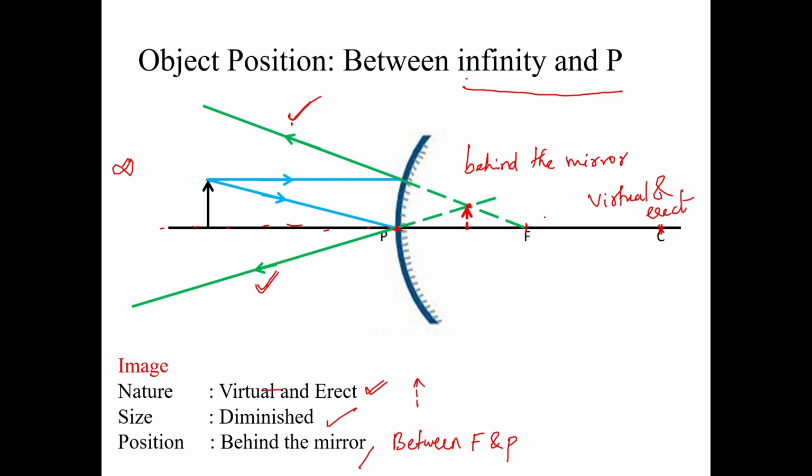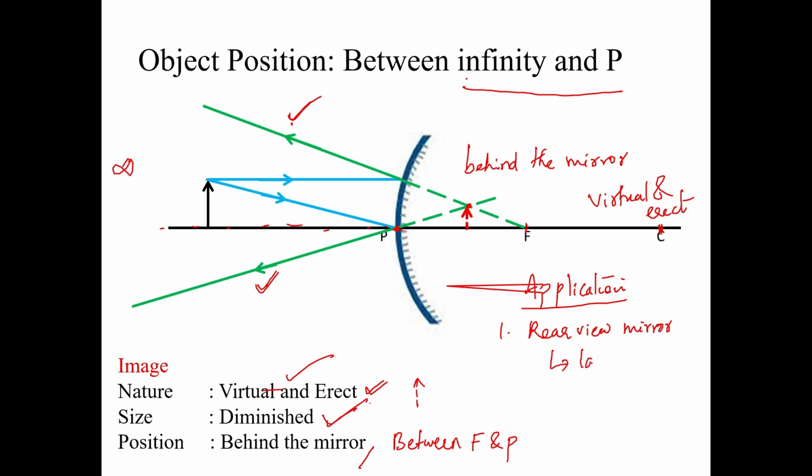Now what are the real life applications or real life uses of this mirror? What are the real life applications of convex mirror? First one is it is used as rear view mirror in vehicles. The side mirror of a car or side mirror of vehicles you can see, that is a convex mirror. Why is a convex mirror used? Because it can form virtual, erect and diminished images so that it can cover a large area, large field of view.